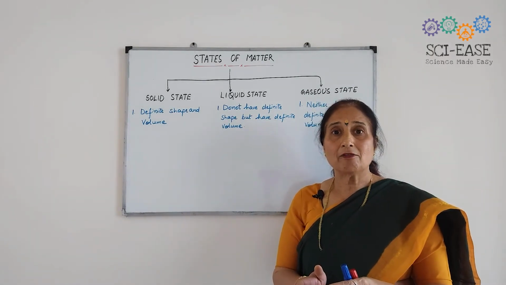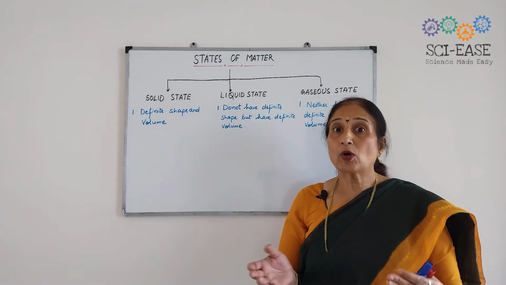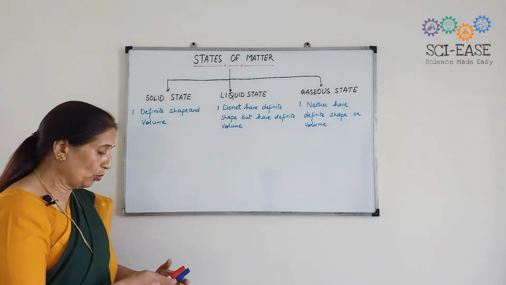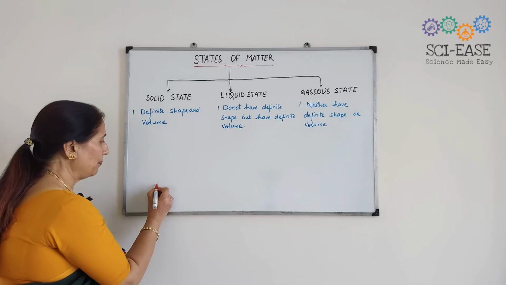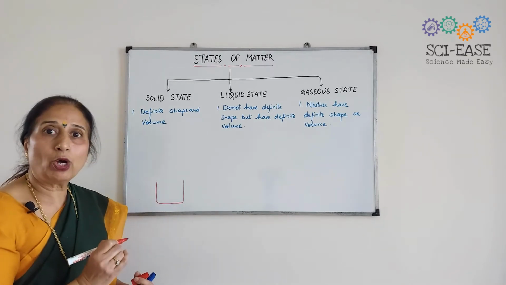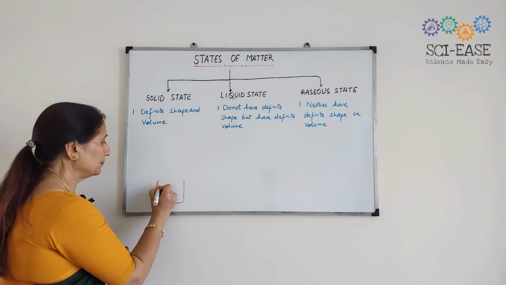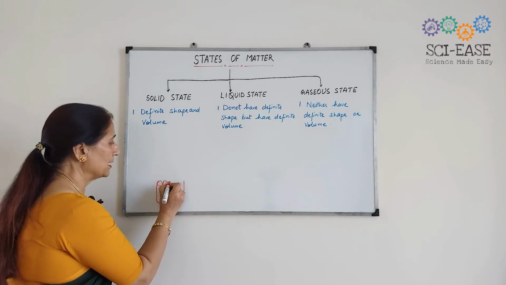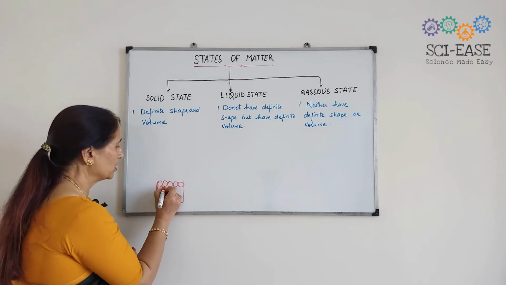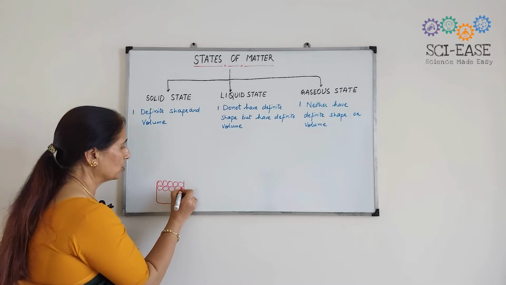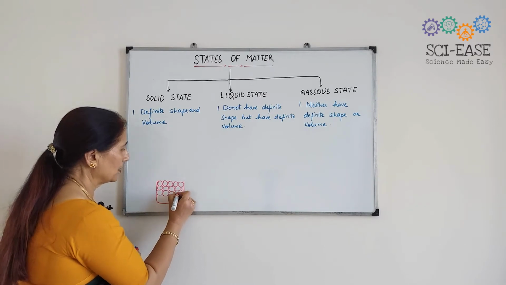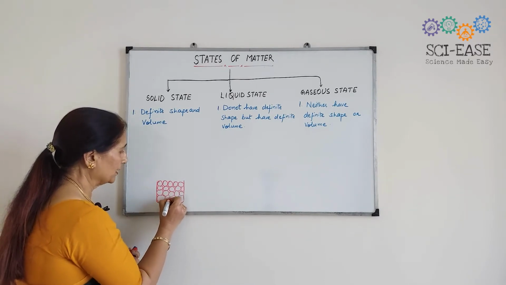Why are they closely packed? Because of the strong attractive forces between the particles or molecules. I will show with the help of a diagram the arrangement of the molecules in solids. Like this, they are closely held. Why closely held? I have told you, due to the strong attractive forces between them. So this is the case of the solid. Very few air spaces, no air spaces, closely packed. You can draw it like this.